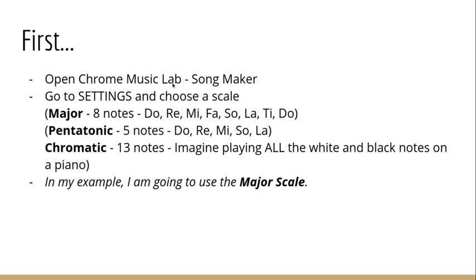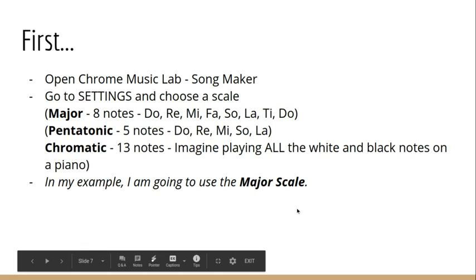So you're going to open Chrome Music Lab Songmaker, go to Settings, and choose a scale. So there's the major scale, which is the 8-note scale. Do, re, mi, fa, sol, la, ti, do. You could do the pentatonic scale, which is a 5-note scale. Do, re, mi, sol, la. Or you could do the chromatic scale, which is kind of hard to sing, but it would be like if you played each note of the piano, the black and the white keys. So like I said, I'm going to use the major scale for my example, but you can use whichever one you want.